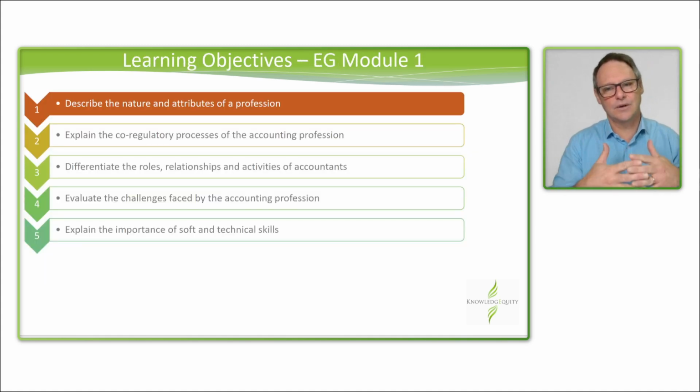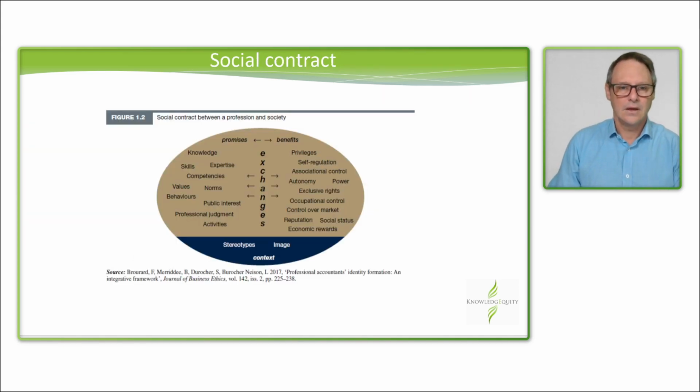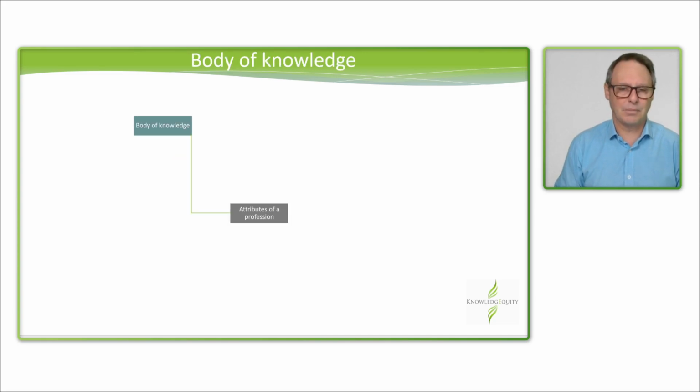And you can see this ties in with Objective 1 of Module 1, describe the nature, and here specifically the attributes of a profession. So we've already talked in detail about the social contract, this implied contract between a profession and society where we serve in the public interest. And now we want to look at the key components.